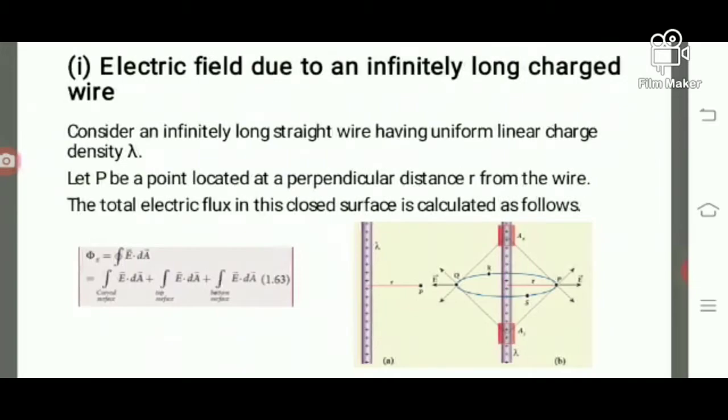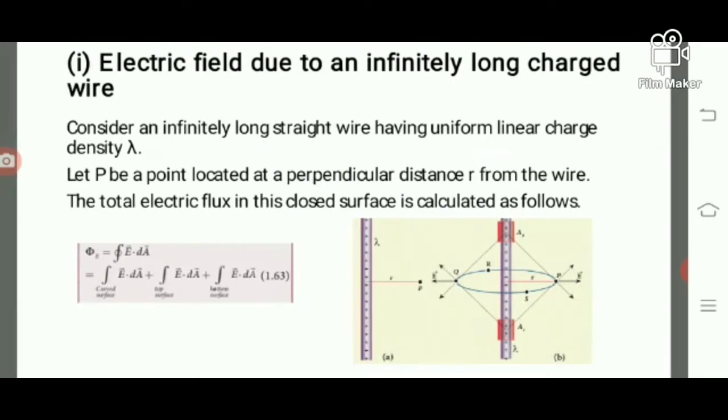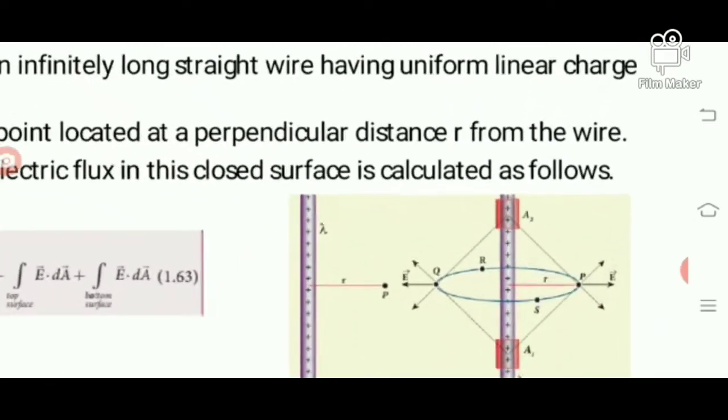Next, applications of Gauss law. Here four types of application are there. The first one is the electric field due to an infinitely long charged wire. Consider an infinitely long straight wire having uniform linear charge density lambda. Let's see the diagram.